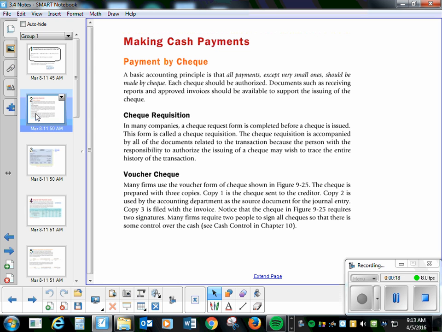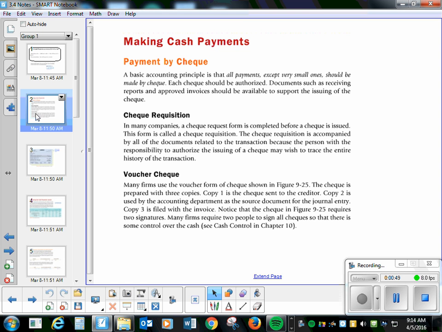A basic accounting principle is that all payments except very small ones should be made by check. Each check should be authorized. Documents such as receiving reports and approved invoices should be available to support the issuing of the check. In many companies, a check request form is completed before a check is issued. This form is called the check requisition. The check requisition is accompanied by all of the documents related to the transaction because the person with the responsibility to authorize the issuing of a check may wish to trace the entire history of the transaction.